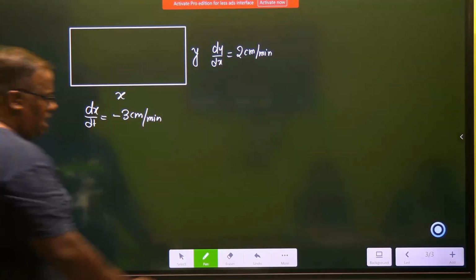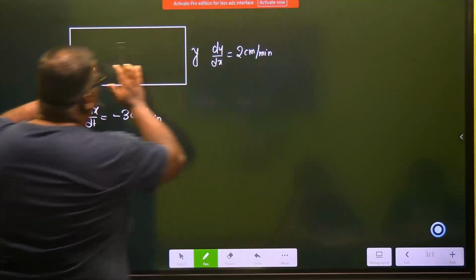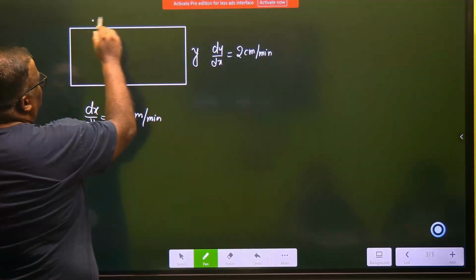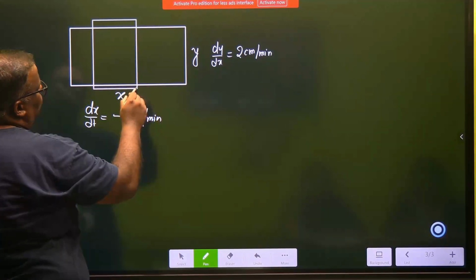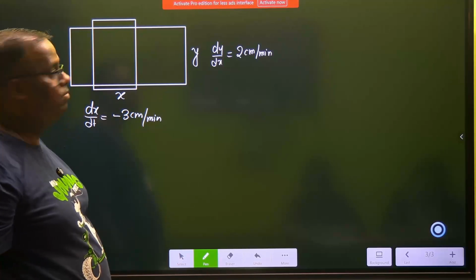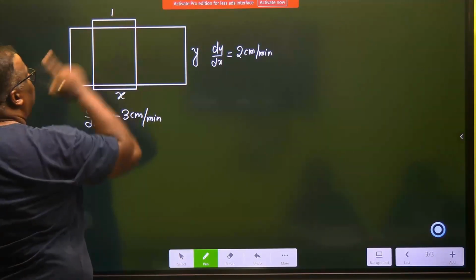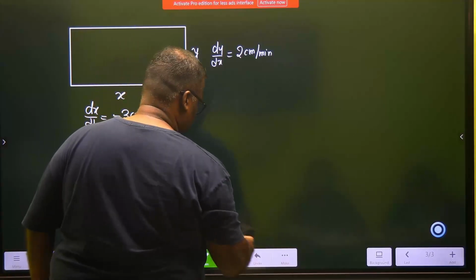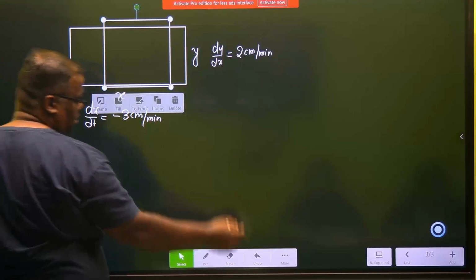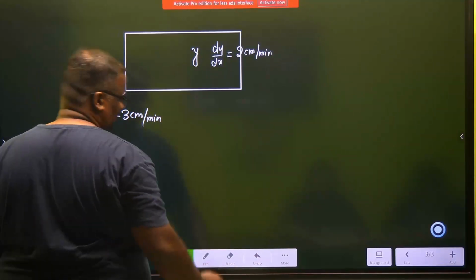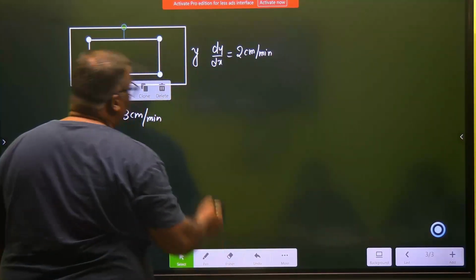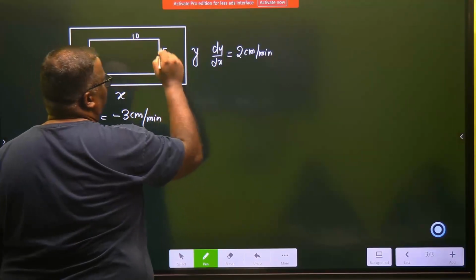At some instance, this is a continuously changing rectangle, right? So at some instance, our rectangle was something like this. This is some instance of time given to you. Do you agree? At this instance of time, what are the measurements? X is 10. The drawing got reversed, so let's fix it. At this instant of time, it is something like this. Say x is 10 and y is 5.